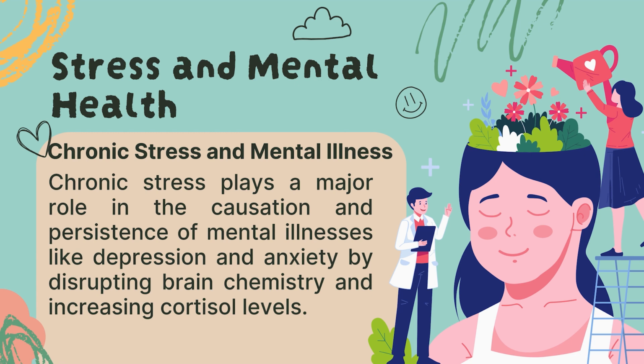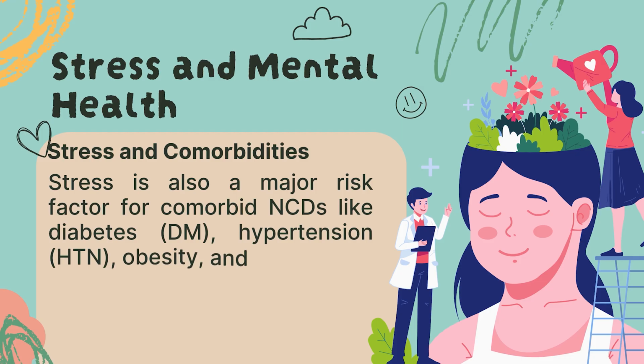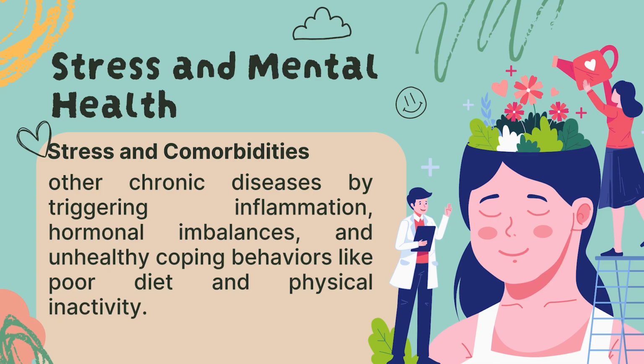It causes this by disruption of brain chemistry, increasing stress hormones, and a lot of other biochemical changes. Stress is also responsible for a lot of other comorbid illnesses which occur with mental illness, like we've been talking about, such as obesity, diabetes, hypertension, other chronic diseases. These are all triggered by stress, which causes inflammation, hormonal imbalance, and also leads to unhealthy coping behaviors like poor diet and physical inactivity. So in this way, stress and mental health are related.